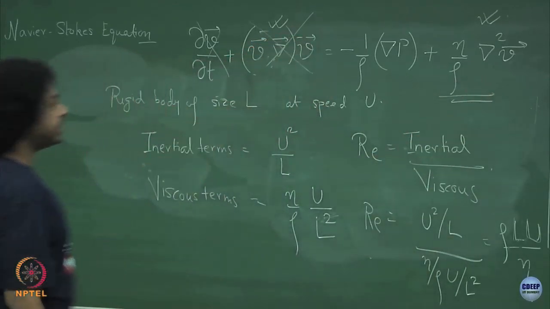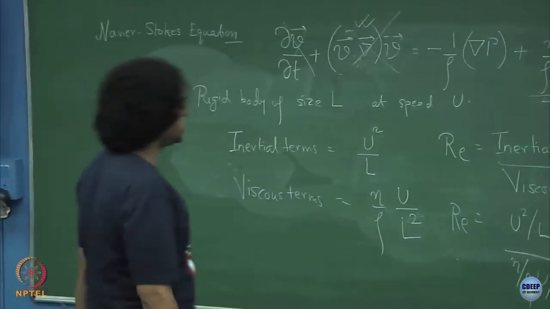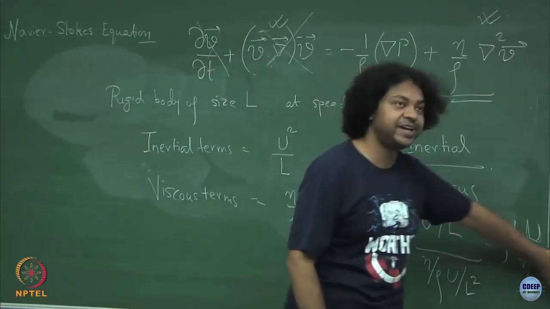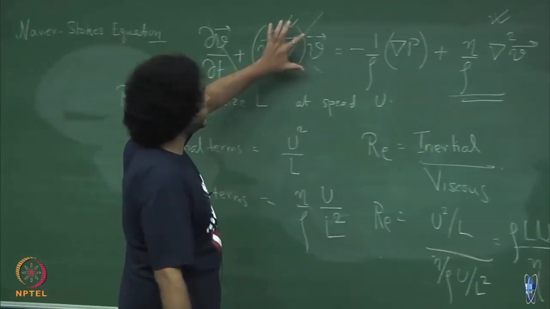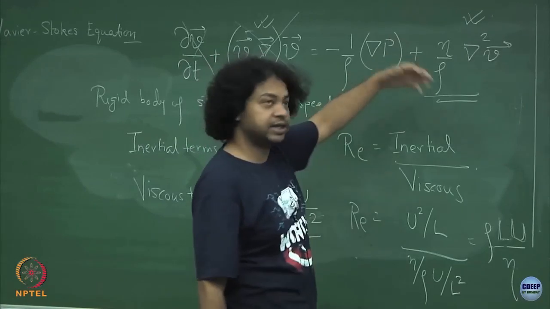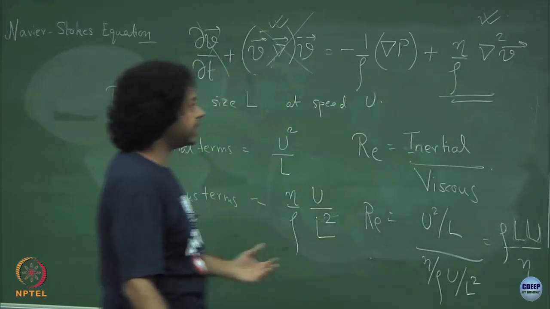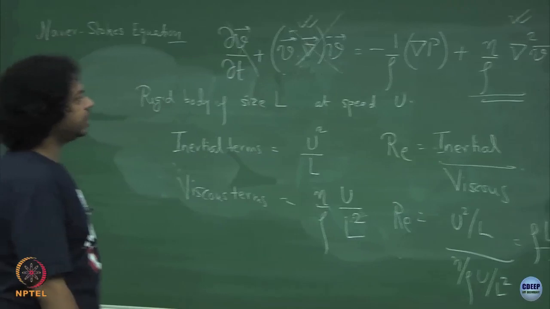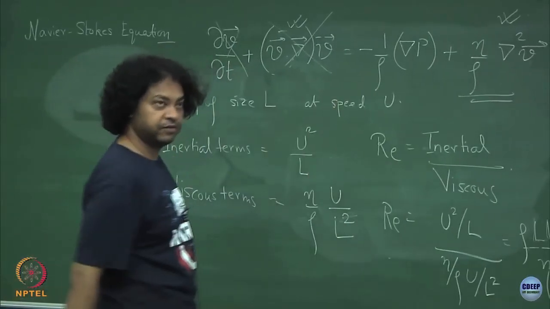So, that is the whole idea: when you are looking at these biological systems, they live in a world with a very, very low Reynolds number, which means we can neglect these inertial terms. Once we neglect these inertial terms, the solutions of the Stokes equation that you get are very different from the solutions of the full Navier-Stokes equation.